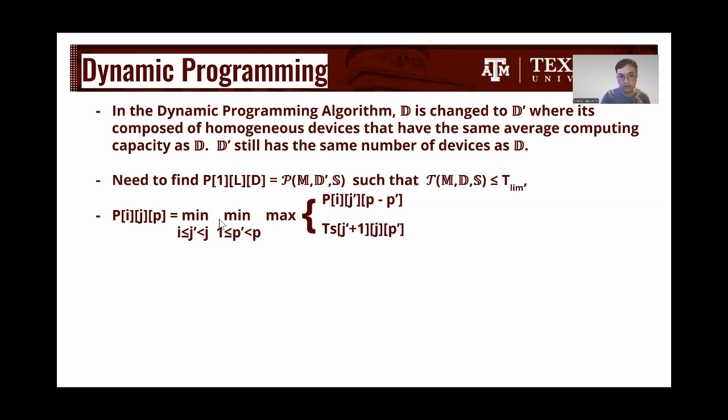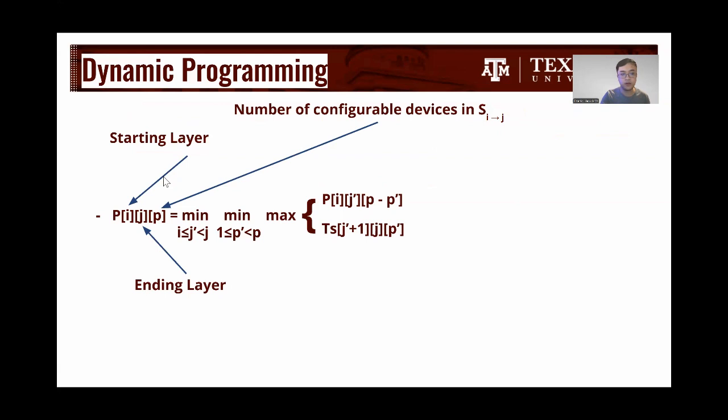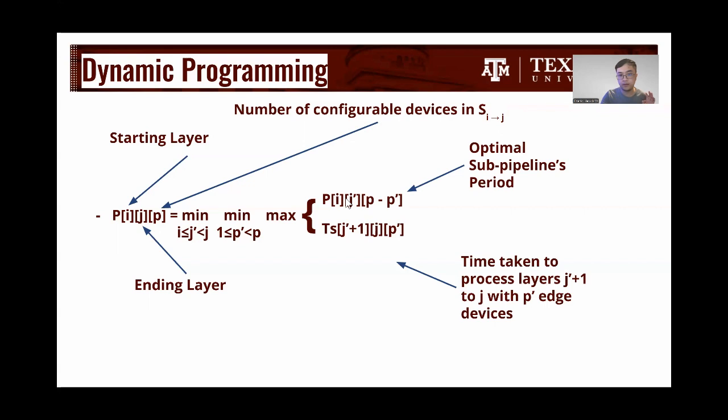Now, let's break it down a bit since this has lots of brackets and stuff. Over here, we have P, which has three indices. The first index is the starting layer. The next index is the ending layer. And the third is the number of configurable devices in that stage from I to J. And then there are these two parts over here. You have the optimal sub-pipeline's period, and the pipeline period was defined in the previous slide. And then the time taken to process layers J plus 1 to J with P prime edge devices. That's this part right here.